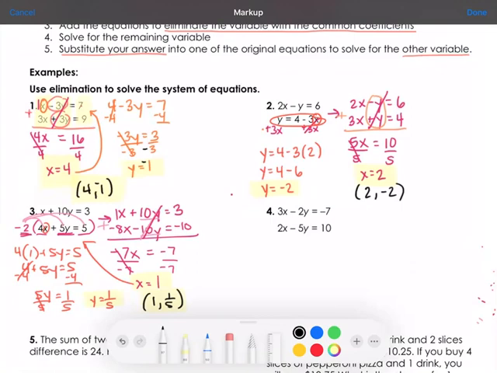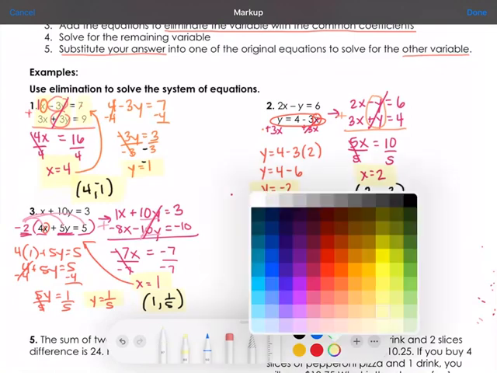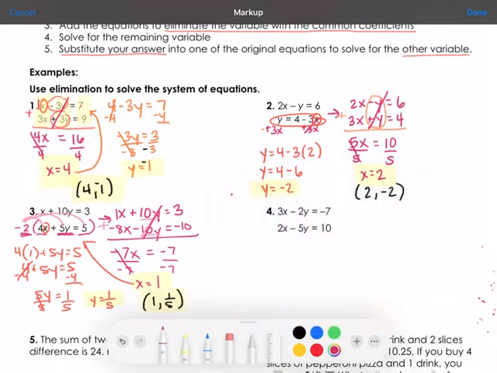All right, so number 4 is another one where we just need to take a look. I have 3x minus 2y equals negative 7, 2x minus 5y equals 10. Now once again here, I have 3x, 2y, those aren't opposites, and 2y and 5y are also not opposites. So I'm going to need to do some multiplication here. So I want to see which one would be the easiest to get rid of.